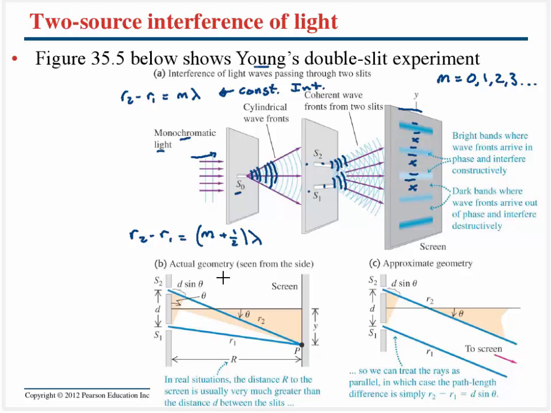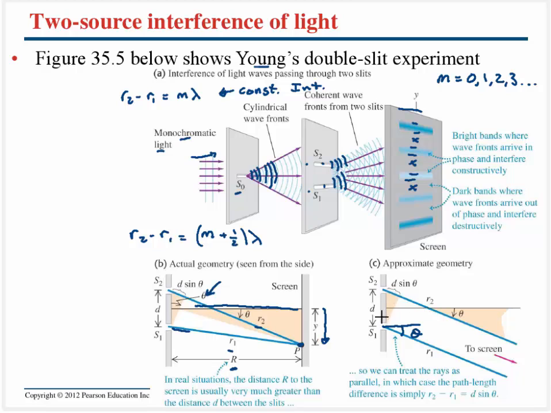Now let's take a look at the geometry of this. Here we have some screen that's some distance R away, and we have this point that we're interested in, which is some distance y away from the normal line, straight between the 2 slits. So we have the paths R1 and R2. As long as R is much larger than the slit separation, we can treat these 2 paths as being parallel. So the angle that this ray makes is roughly the same as that angle right there.